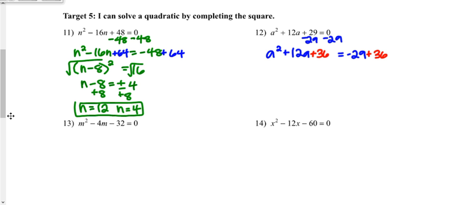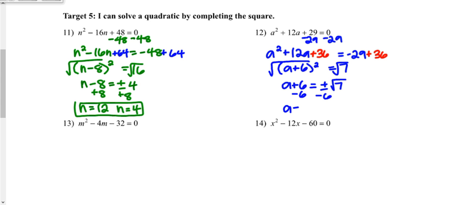Now we're going to write the complete the square form. So like I just said, half of 12 is 6. So this will be a plus 6 squared, and this equals 7. Square root both sides. A plus 6 equals, 7 is not a perfect square, it's also prime, so it can't be simplified any more than that. Make sure you do the plus and minus. And then we're going to subtract the 6 over. We can't actually combine those values because one has a square root and one doesn't, so that will be my final answer.